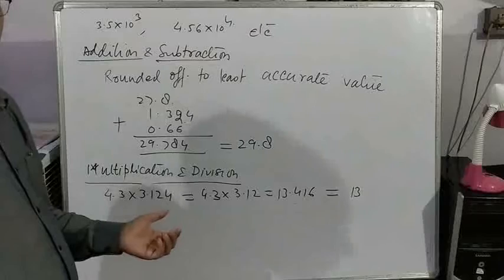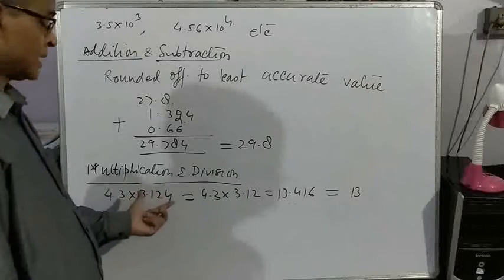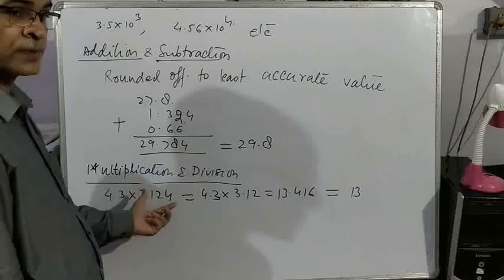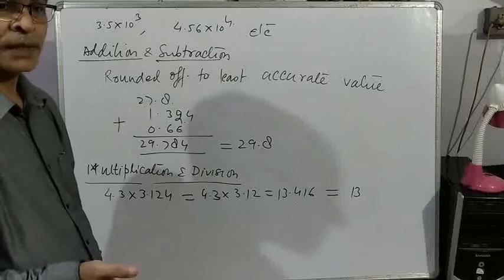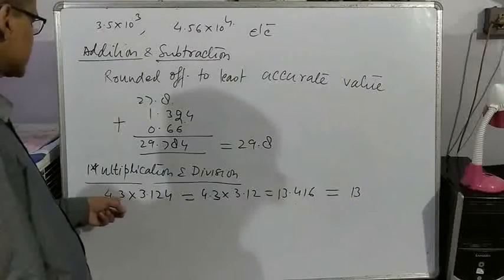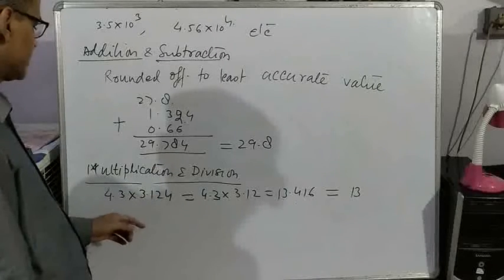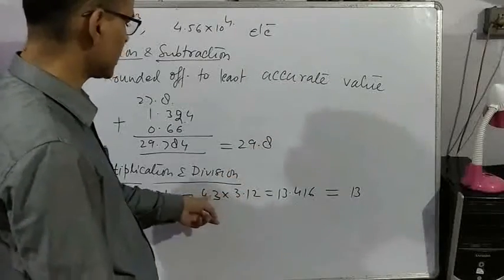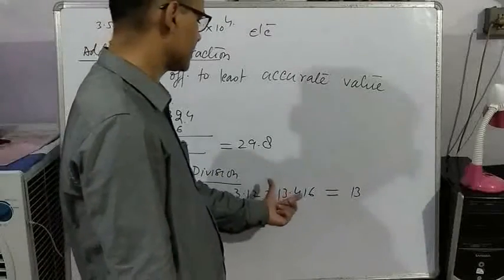When you have to multiply 2 numbers or more than 2 numbers, the number having more decimal places is rounded off such that it has one more significant figure than the number having least significant figure. So here 4.3 has 2 significant figures and this value has 4 significant figures. So it is rounded off to 3 significant figures, one more than this. Then you multiply. Multiplication gives this result.